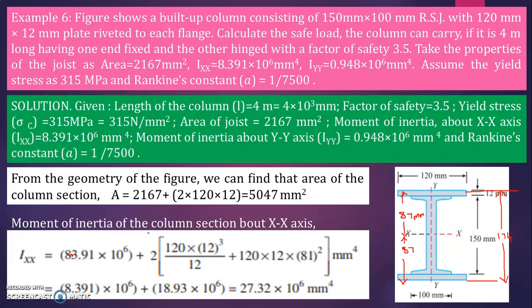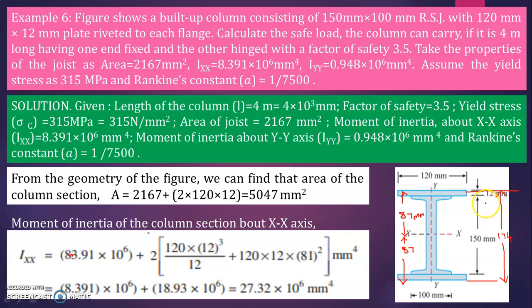So you can calculate y bar, y1. What is the formula? Here there are two T sections, you can see on top one flange and at the bottom one flange. Let us consider this as 2. So 2 into BD cube divided by 12 plus A into y square. What is B here? B is 120 and D is 12.